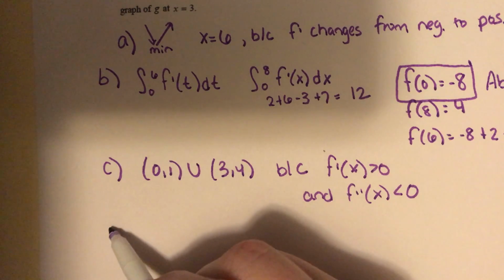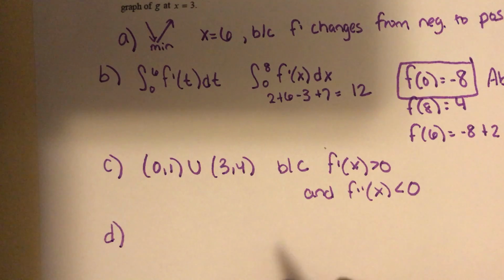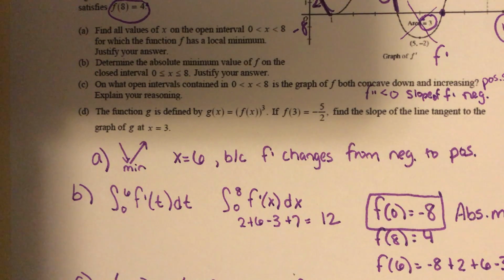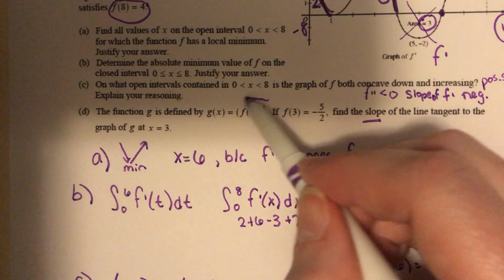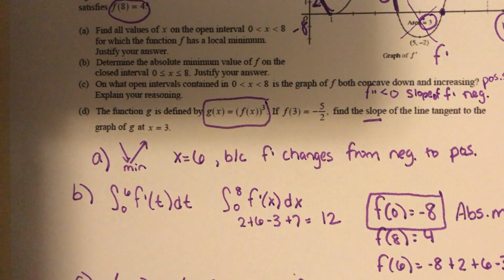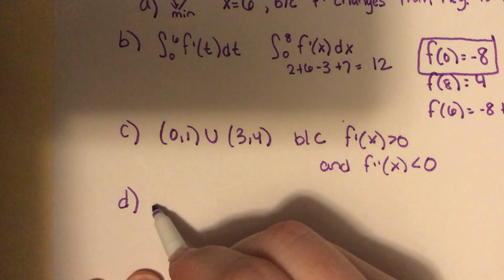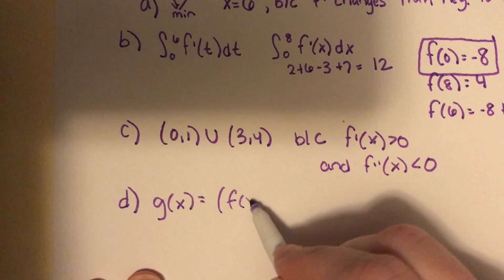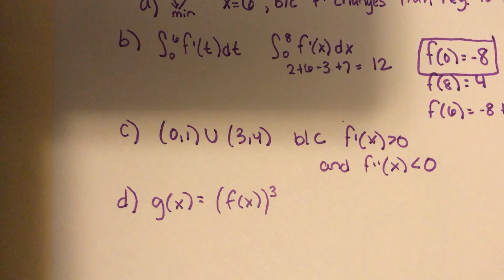Okay, last section, part D. The function g is defined by g of x equals f of x cubed. If f of 3 is -5/2, find the slope of the line tangent to the graph at x equals 3. So we're finding the slope, which means I need to take the derivative of this function here. So let me write that down again down below here. G of x equals f of x to the third power.